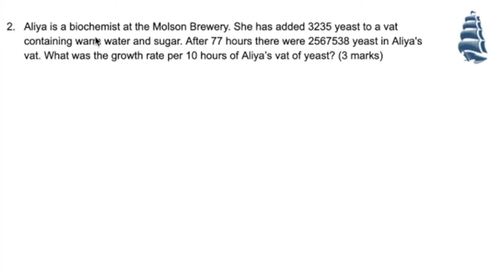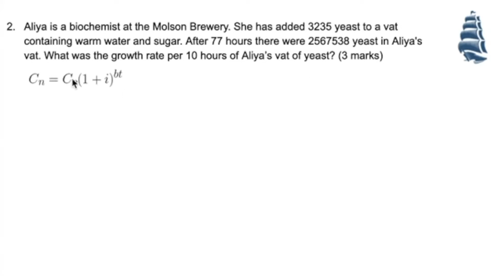Question number 2. Alia is a biochemist at the Molson Brewery. She has added 3,235 yeast to a vat containing warm water and sugar. After 77 hours, there are 2,567,538 yeast in Alia's vat. What was the growth rate per 10 hours of Alia's vat of yeast?